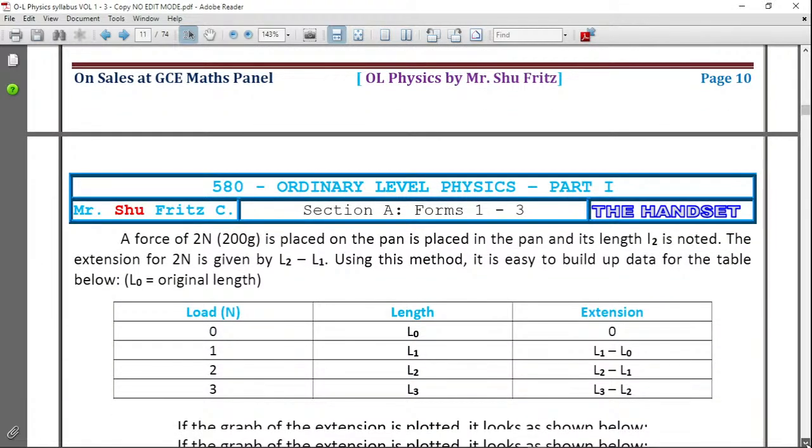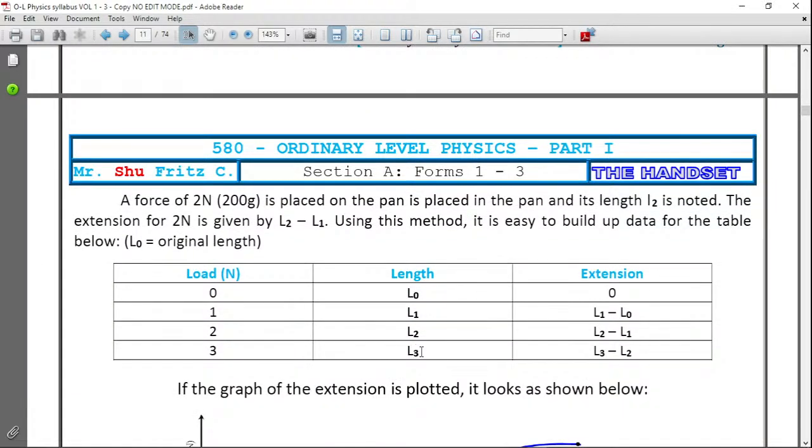So let's look at this example. Sometimes you are also given a table like this and asked to calculate the extensions. Here, when there is no load, when the load is 0, load meaning weight or mass, you have the natural length of the spring. And the extension is always equal to 0 when the pan is not loaded.